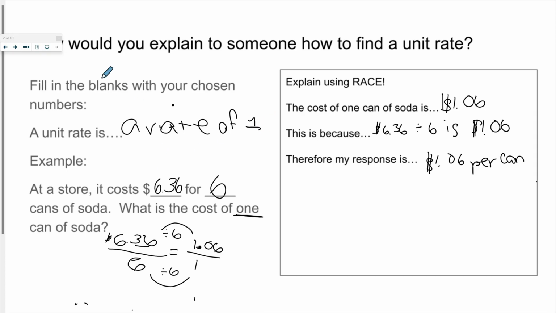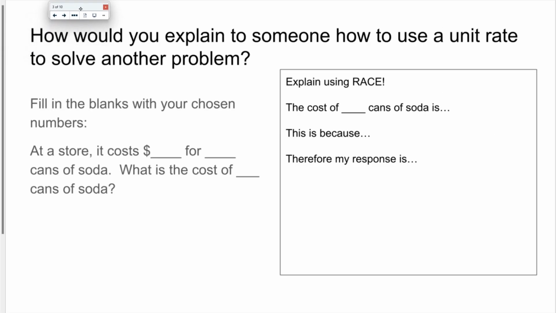All right, let's keep moving. How would you explain to someone how to use a unit rate to solve another problem? All right, let's take a look. I'm going to still use the $6.36 for 6 cans. And then I'm going to ask myself, let's make up a number. What is the cost of 8 cans?